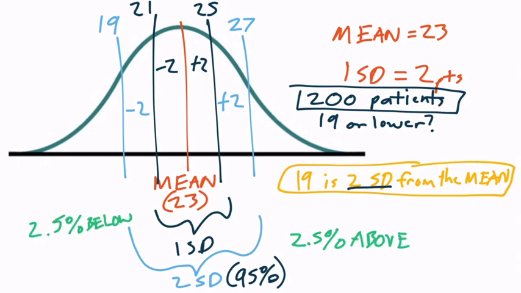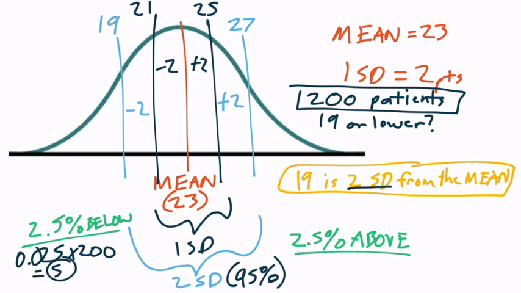Now this is where many students get tripped up. Remember that the remaining percent is always split up above and below the range. So now we know that 2.5% fall below the range. We can take this and multiply it by 200, which is 0.025 times 200. And this gives us 5. So of the 200 patients, how many of them had a score of 19 or lower? 5.